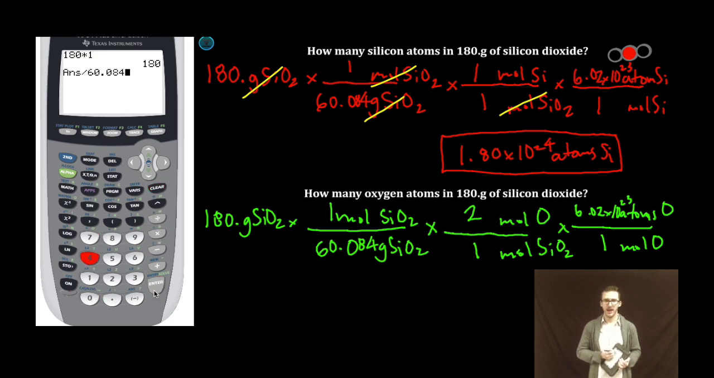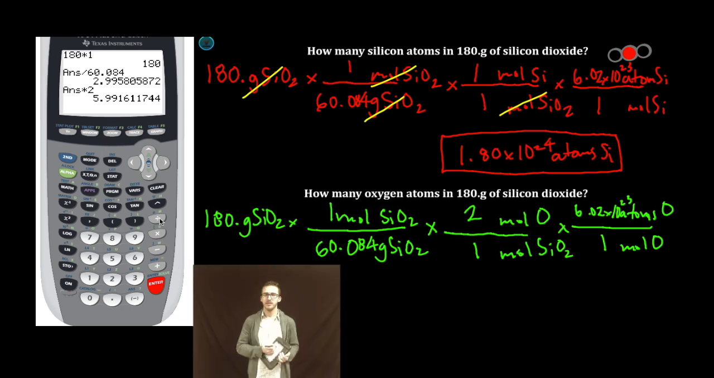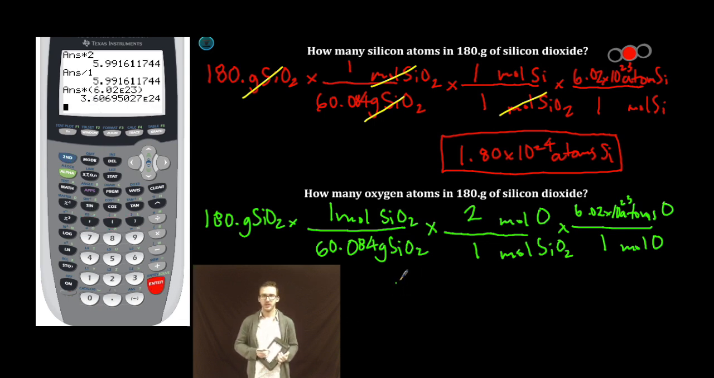Now, if I come and do that down here with oxygen, it's going to be 180 times 1, enter, divided by 60.084, enter. Again, 3 moles of silicon dioxide. Notice though, this time we're going to multiply by 2 because now we're talking about oxygen. Then divide by 1 and finally multiply by Avogadro's number. 6.02 E 23, close parentheses, enter. We end up with 3.61 times 10 to the 24 atoms of oxygen.